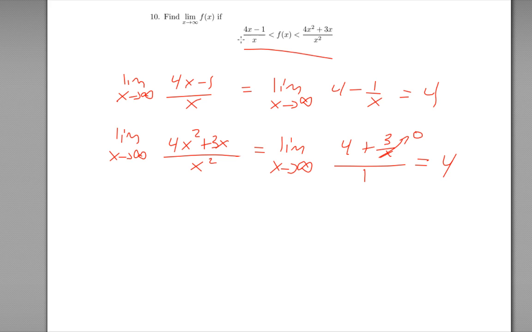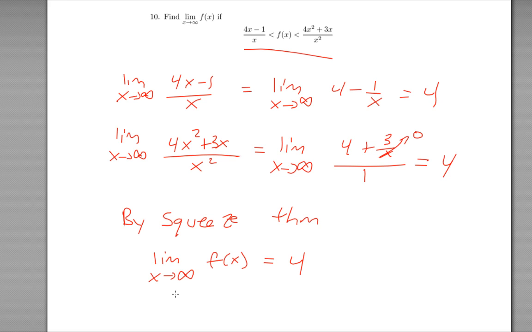The bottom function, or the smaller function, is also going to 4 as x goes to infinity. And the function that we're interested in, this f of x, is always in between the two. So by the squeeze theorem, we can say that the limit as x goes to infinity of our function f of x, which is what we're interested in, is actually equal to 4, because the function that's bigger than it is going to 4 and the function that's smaller than it is going to 4. So our function is squeezed in between the two. It also has to go to 4.